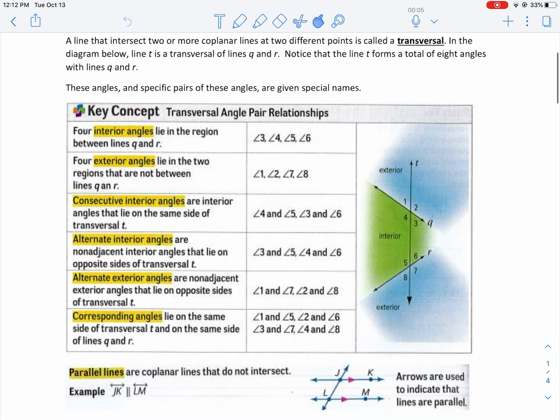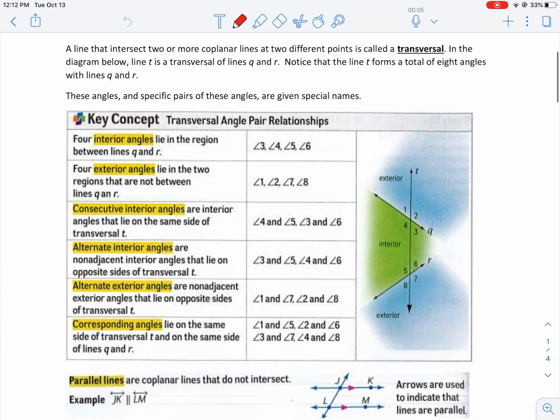If you look in the picture down below, you'll see a transversal cutting line Q and line R. By doing so, you'll notice that T forms a total of 8 angles with Q and R. And these angles and specific pairs of these angles are given special names. That's what we're going to be talking about today.